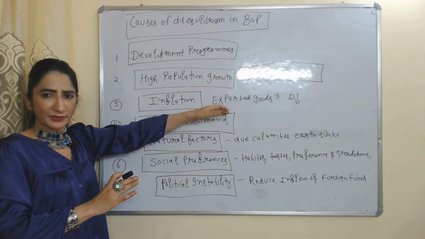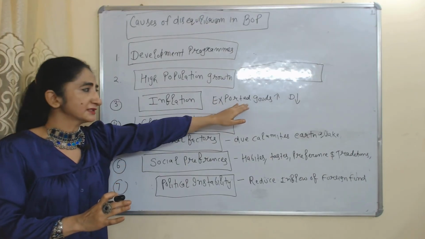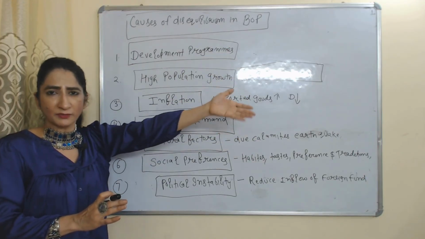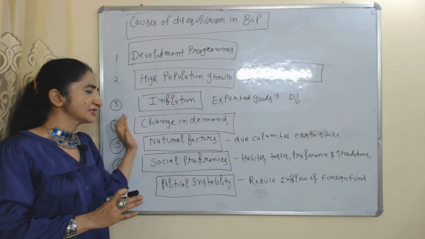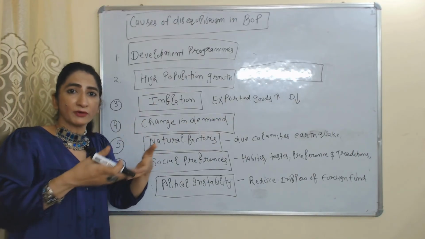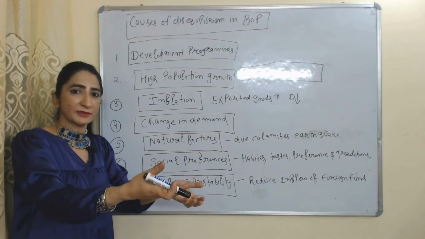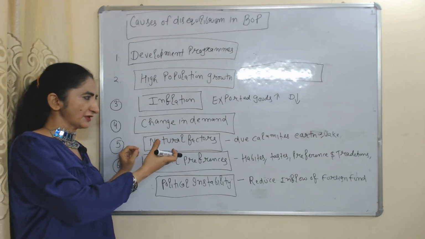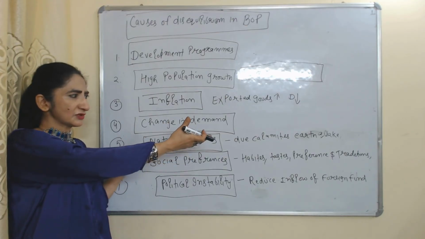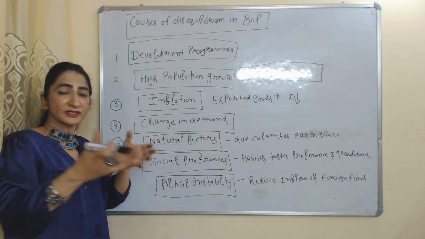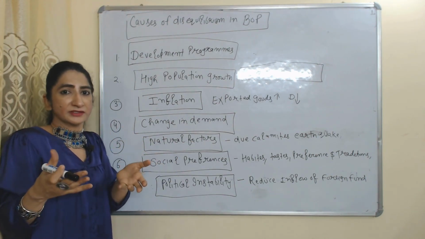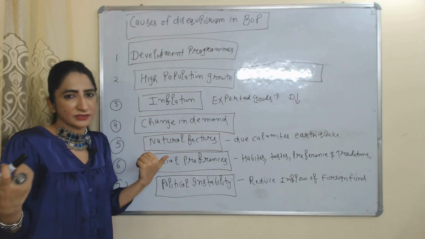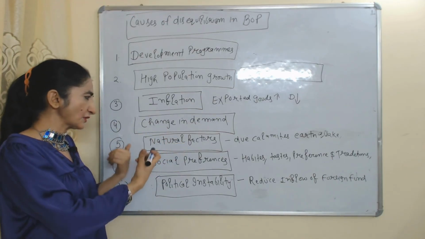Inflation. Due to inflation, prices of exported goods increase. As prices increase, demand falls, and exports become less than imports, and the balance of payment goes into disequilibrium. Change in demand. Sometimes demand for our product falls abroad, then our exports are less, but we are doing more imports, and the balance of payment goes into disequilibrium. Natural factors. Sometimes natural factors like climate or earthquakes can destroy our national product. As a result, we have to import goods, but our exports are less, and the balance of payment goes into disequilibrium.